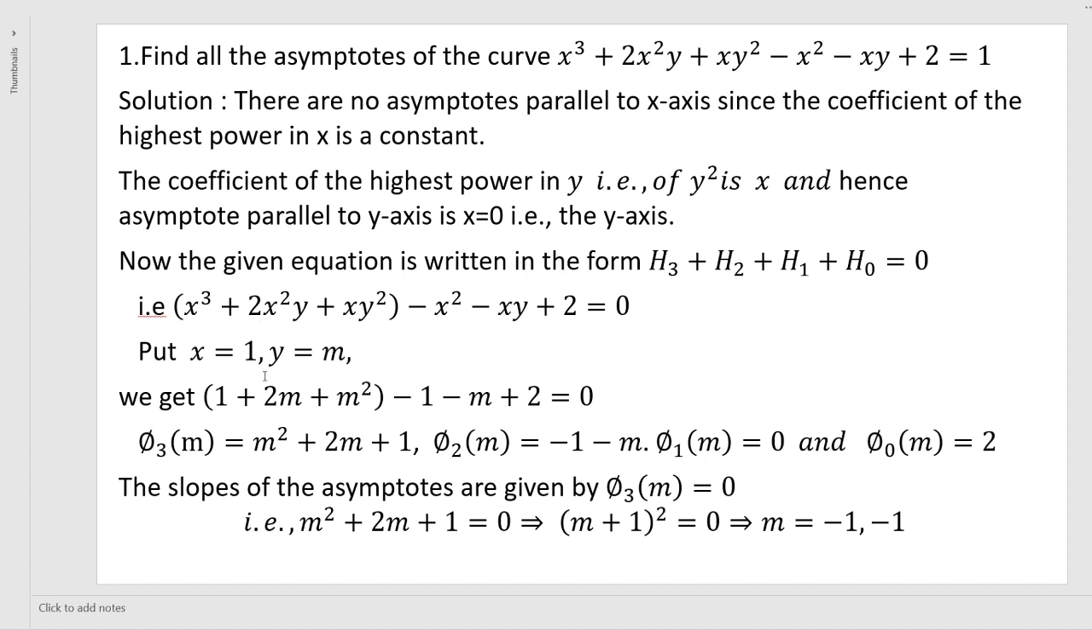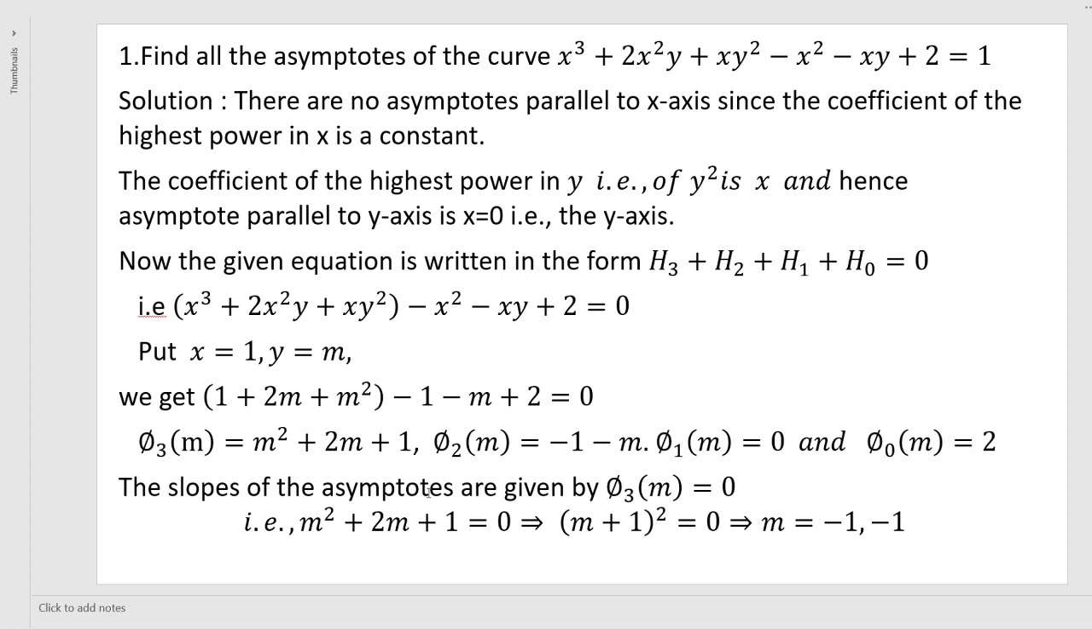To find the oblique asymptotes, we put x is equal to 1 and y is equal to m in this equation. What do we have? 1 cube is 1, plus 2 into 1 square into y is 2m, plus 1 into m square is m square, minus 1 into m is m, plus 2 is equal to 0. Therefore, from this equation we can write phi 3 of m is 1 plus 2m plus m square, or m square plus 2m plus 1. Phi 2 of m is minus 1 minus m. Phi 1 of m is 0, as there are no degree 1 terms, and phi 0 of m is equal to 2.